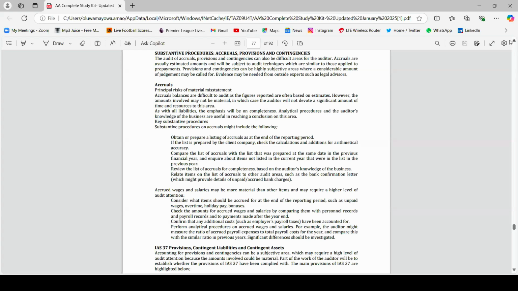Now, that is how provision works. For accrual, it's more like the same way, but you are owing people, they are rendering service to you, you have to pay them. Let's take wages and salary. That's another way I can explain accrual.